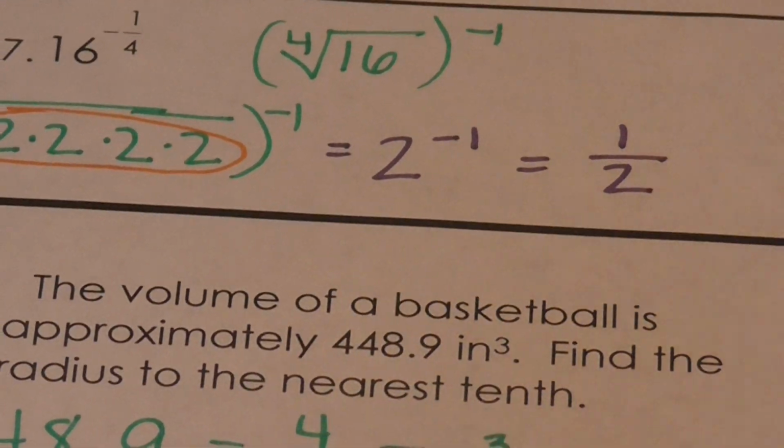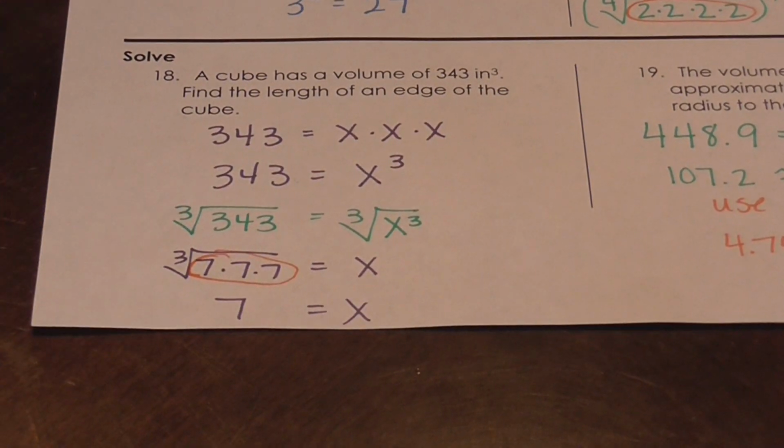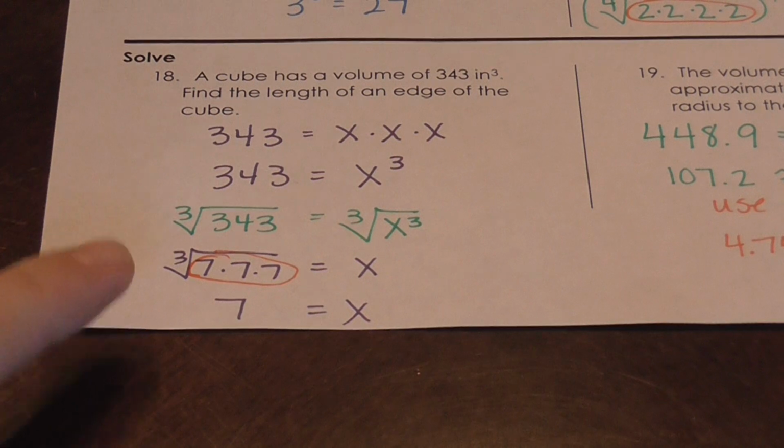Sorry. Let's zoom back out. Always got the wrong way. Alright, the next one: a cube has a volume of 343 cubic inches. Find the length of the edge of the cube. Well, the sides are all the same, so it's just x times x times x. So it just wants the cube root of 343. Your calculator will do that for you if you can't recognize that as 7 cubed.